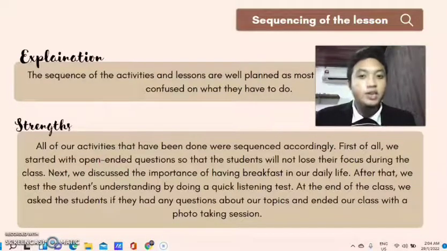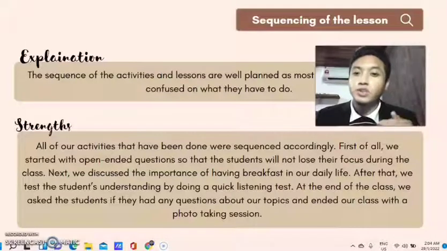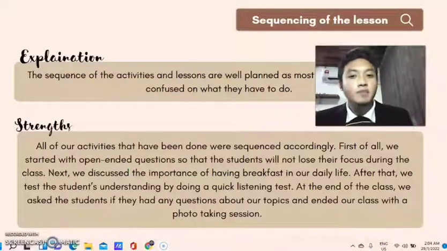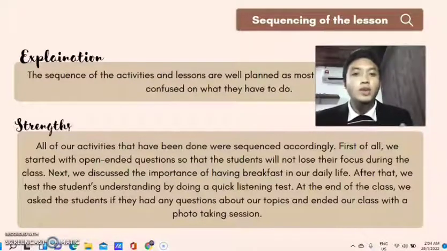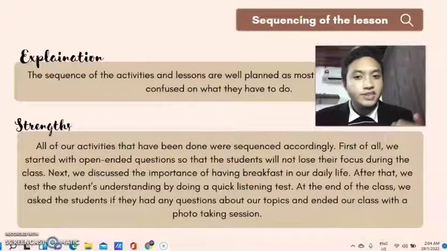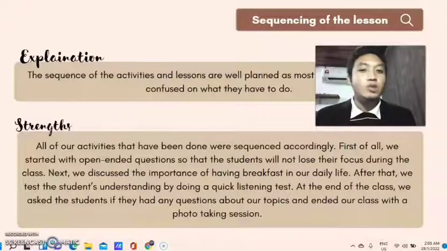I stated this because we started our activity by doing open-ended questions so that the students would not lose focus during class. Next, we discussed the importance of breakfast in our daily life. After that, we tested the students' understanding by doing a listening test. And finally, we asked students if they had any questions about our topic and ended our class with a photo taking session. And all of these were well planned as it ended smoothly.